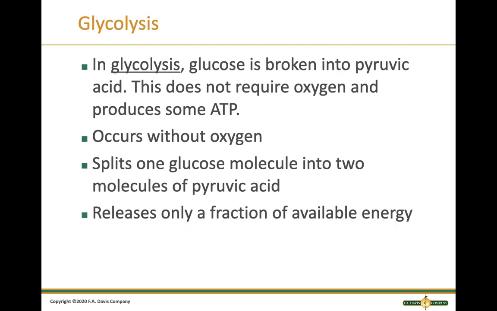In glycolysis, the glucose is broken down into pyruvic acid. This does not require oxygen and produces some ATP. So again, it occurs without oxygen. You take one glucose and break it into 2 molecules of pyruvic acid, but it just gives us a tiny bit of energy.